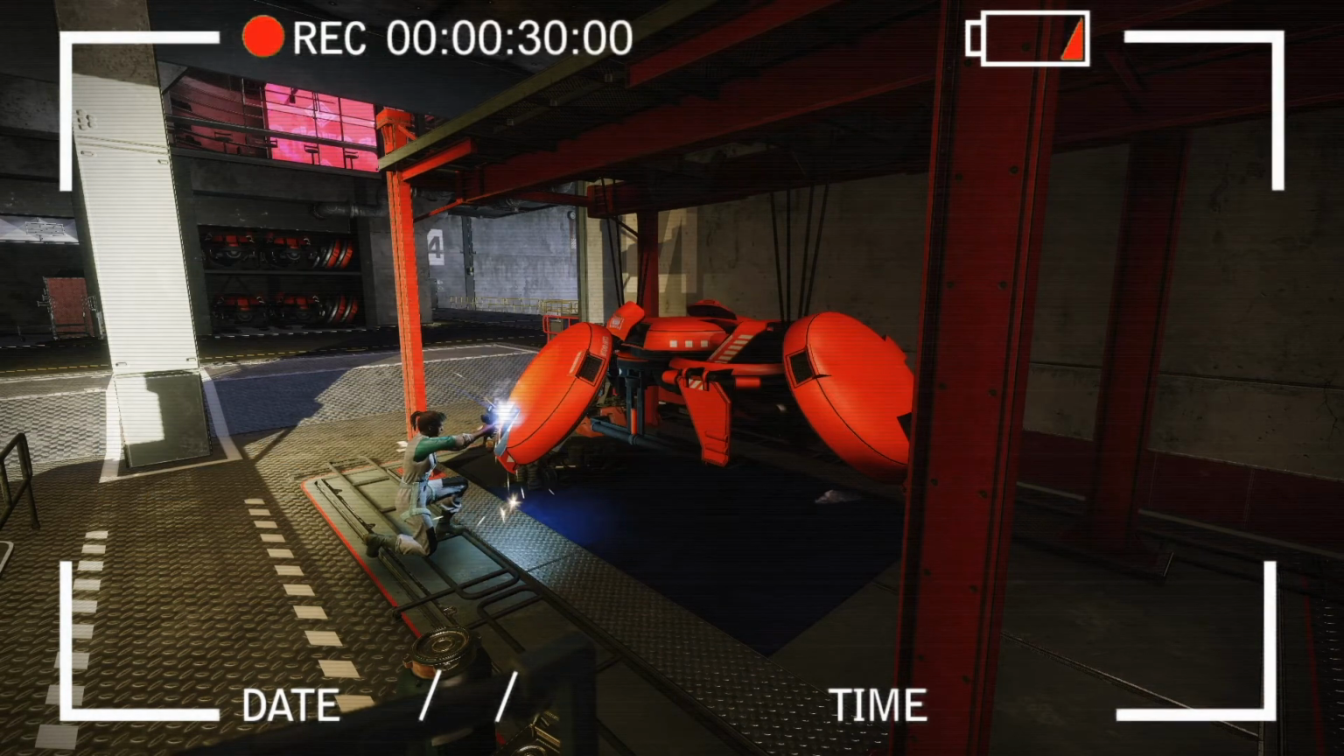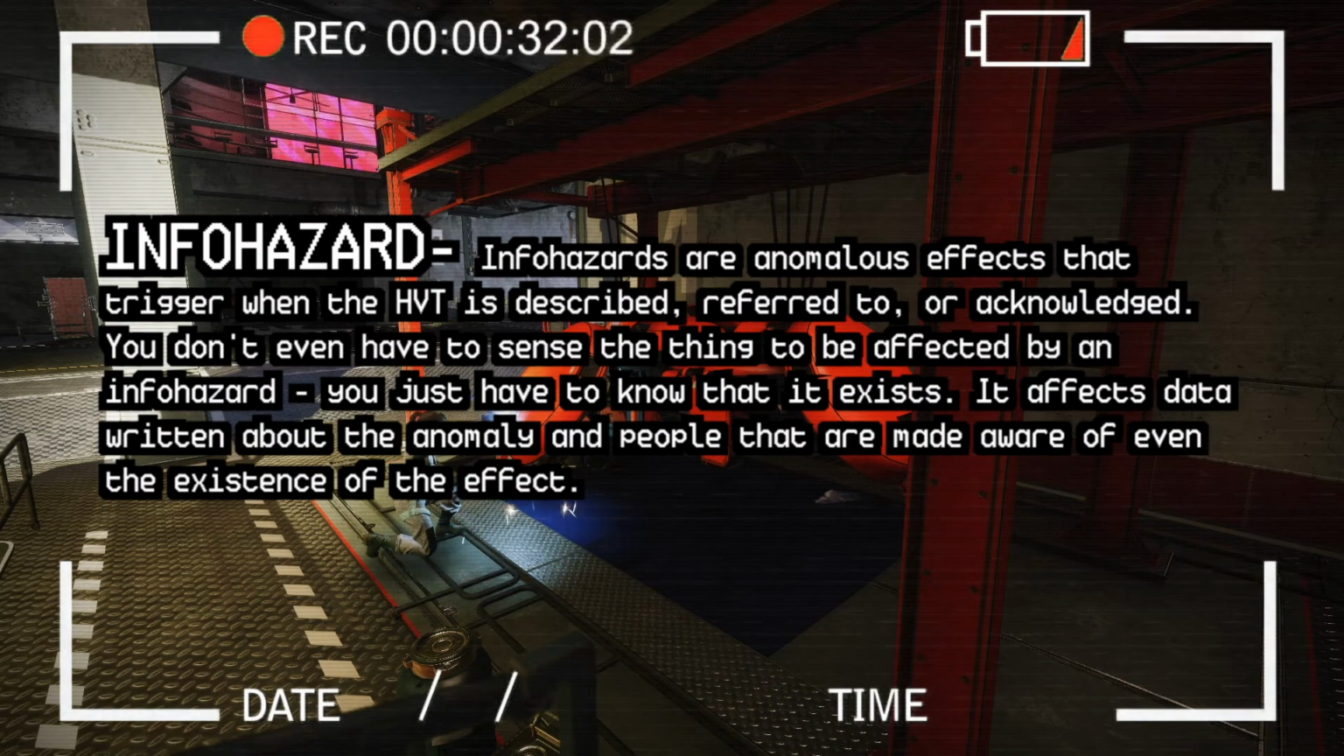Info hazard. Info hazards are anomalous effects that trigger when the HVT is described, referred to, or acknowledged. You don't even have to sense the thing to be affected by an info hazard. You just have to know that it exists. It affects data written about the anomaly and people that are made aware of even the existence of the effect.